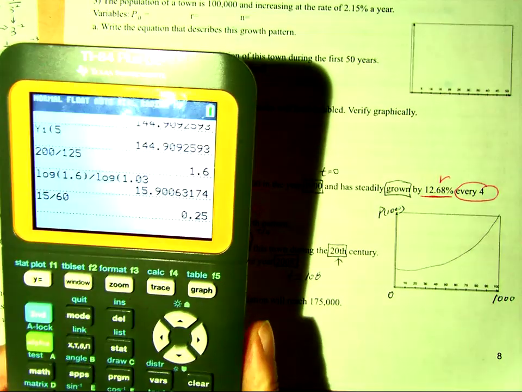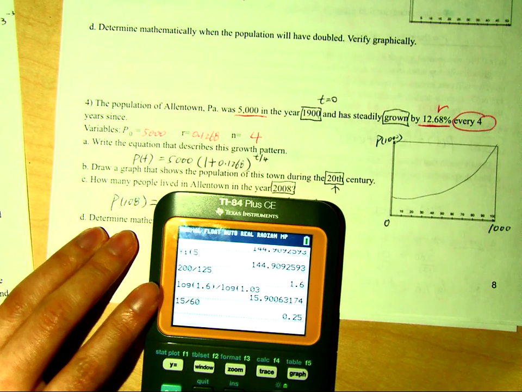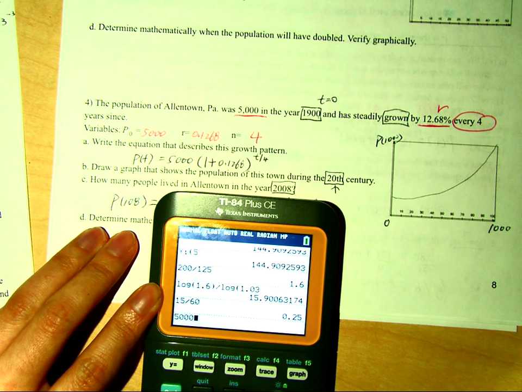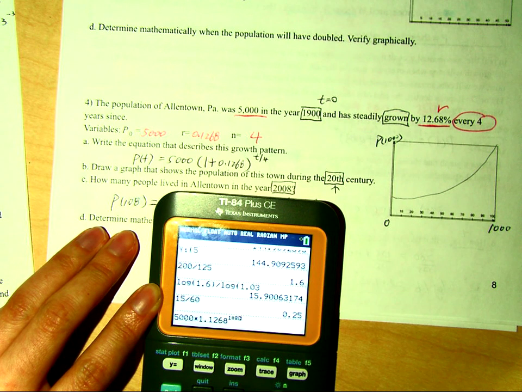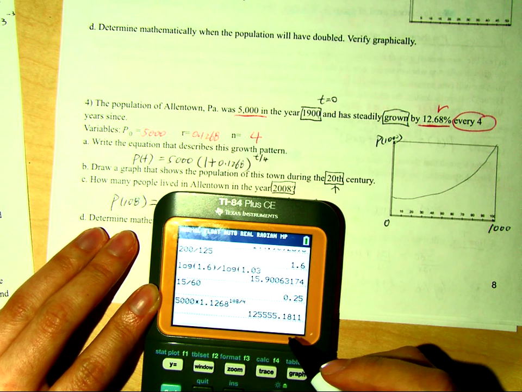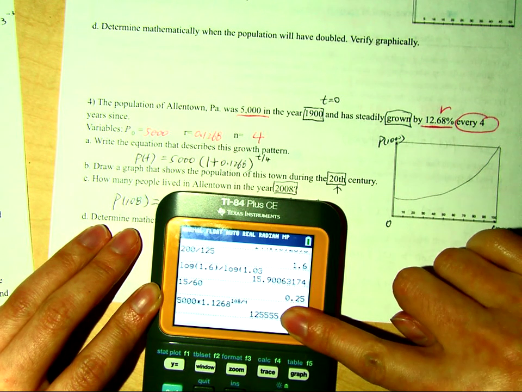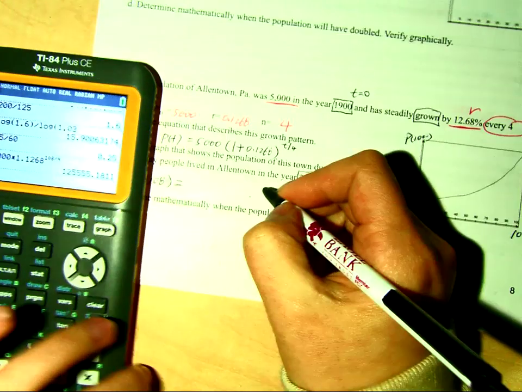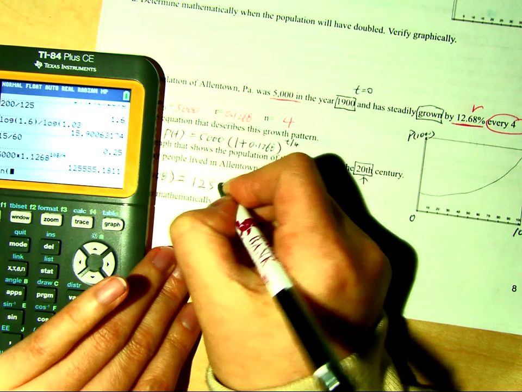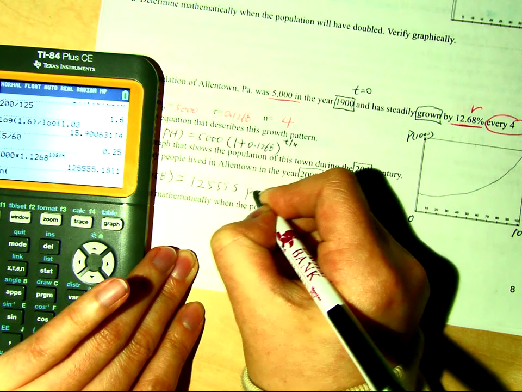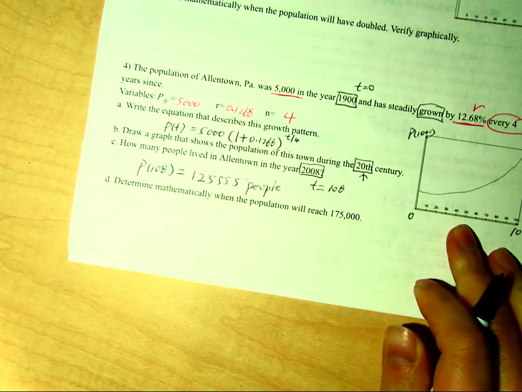Okay, let's do this together. So 5,000 times 1.1268 power 108 divided by 4. Don't forget to divide by 4. And enter. We cannot have a decimal population, so that's why you have to take this decimal off. The answer will be 12,555 people. That's how we do it.